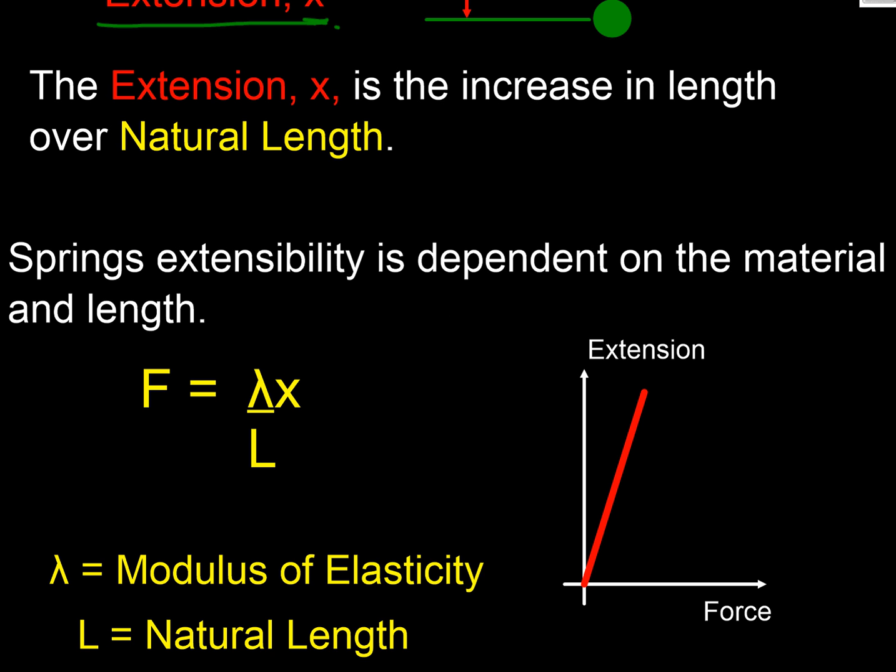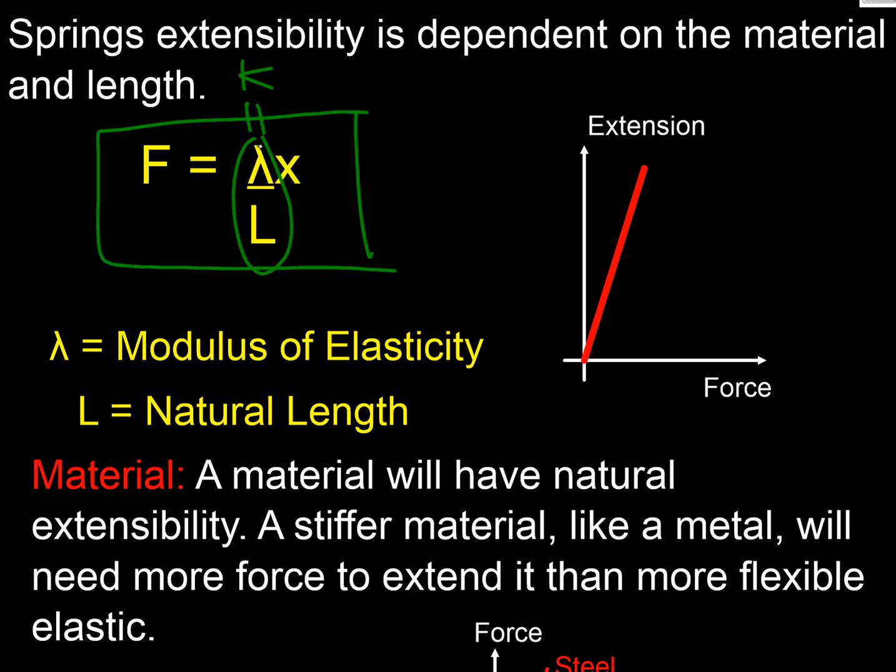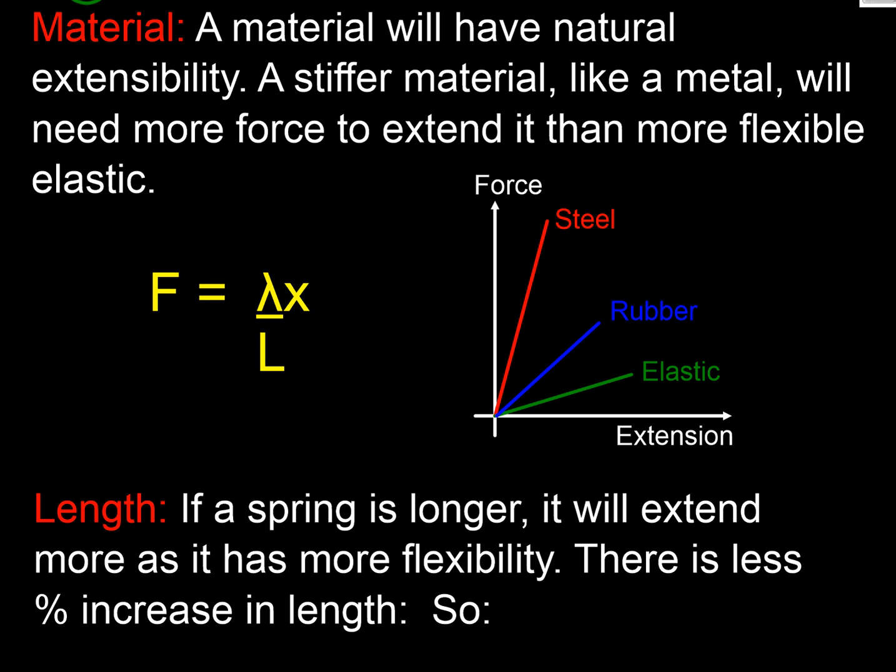Now you'll also see Hooke's law described in this formula here. And you'll see here that this lambda over L is actually our k value. And what we've done is look at what's making up that k, that constant. The first part is the lambda on the top. That's a function of the material, called the modulus of elasticity. And L is the natural length of the spring. Let's just talk about why we've got those two where they are and their effects.